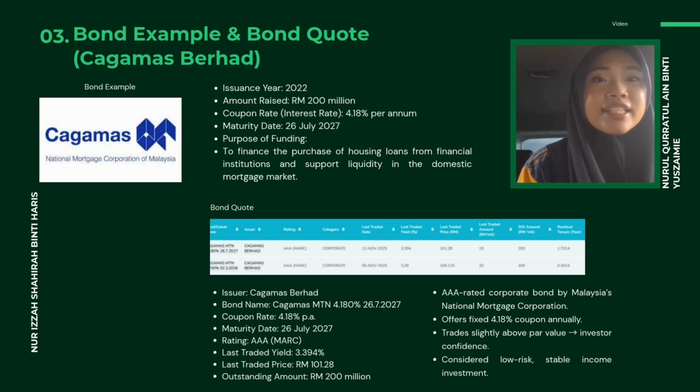Through such initiatives, Cagamas plays a vital role in strengthening Malaysia's financial system, promoting home ownership and ensuring stability in the housing finance market. In summary, this RM200 million bond issuance reflects Cagamas' continued commitment to building a more stable, efficient, and accessible housing finance ecosystem for the nation.